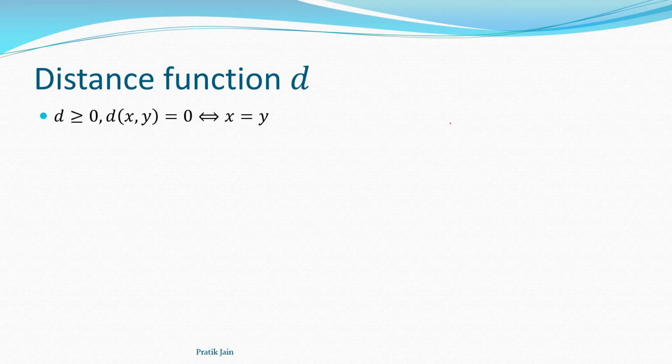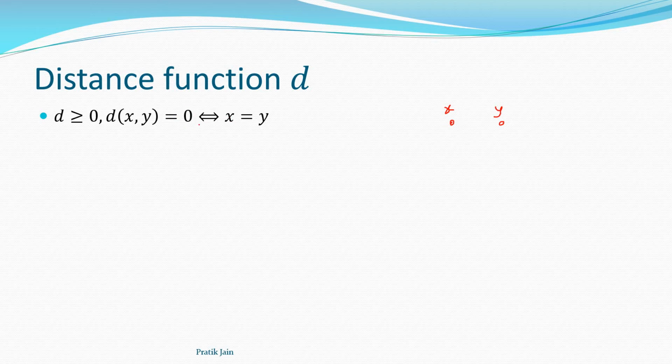That makes sense, right? I cannot have two different vectors x and y, suppose this is x and this is y, and have zero distance between them if they are at two different places, right? There has to be a certain distance. Only if the two are overlapping, that is, they are the same point, can we have a distance of 0.